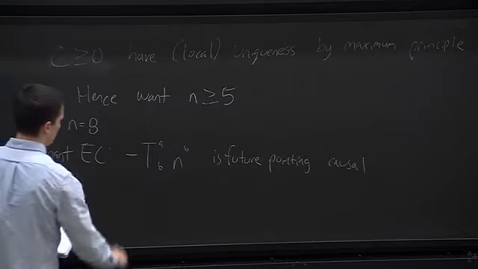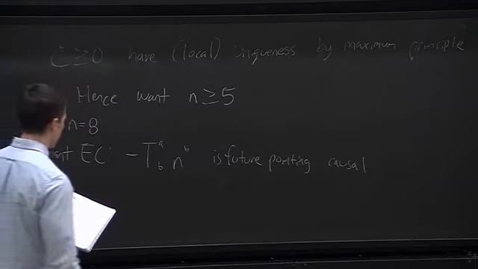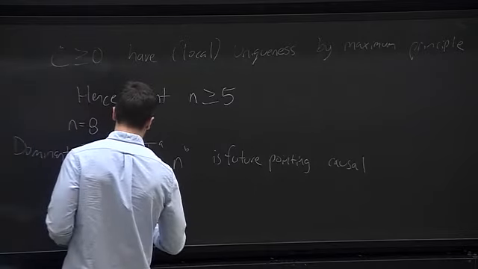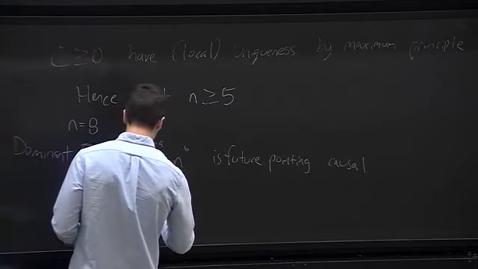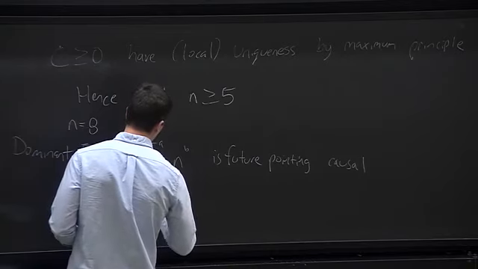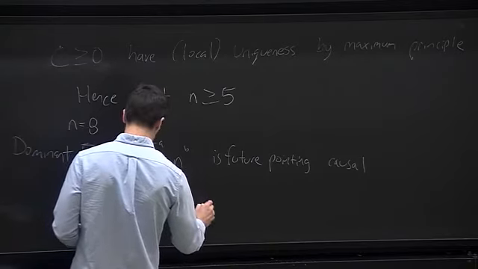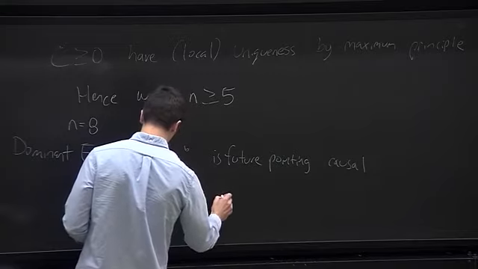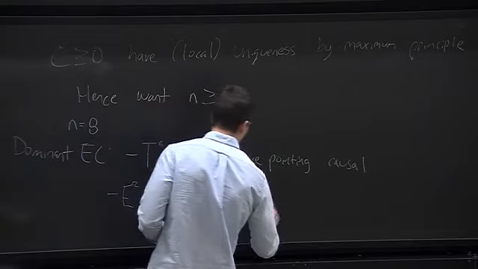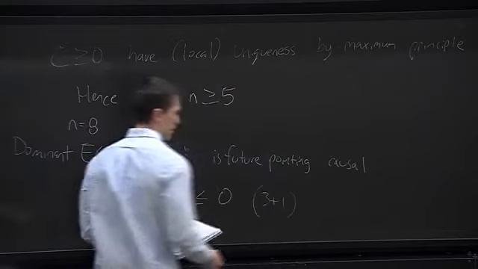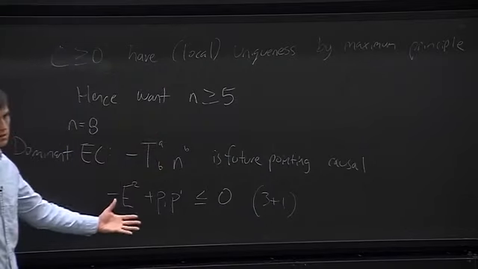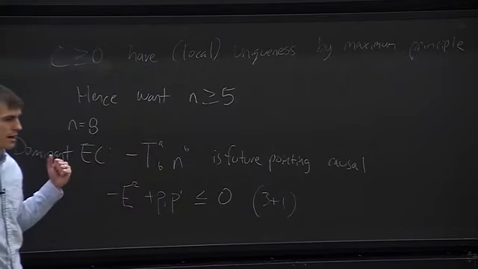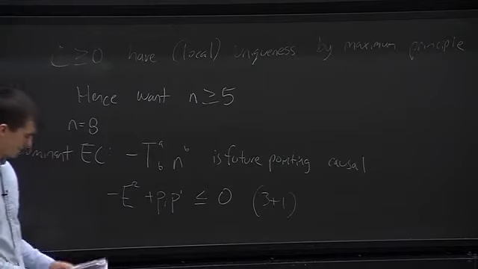And if we work out what this looks like in the 3+1 language, it just means that we get the following relationship between the energy density and the momentum. And if we had a fluid or something like that, it would basically say our fluid is not moving at the speed of light or faster.